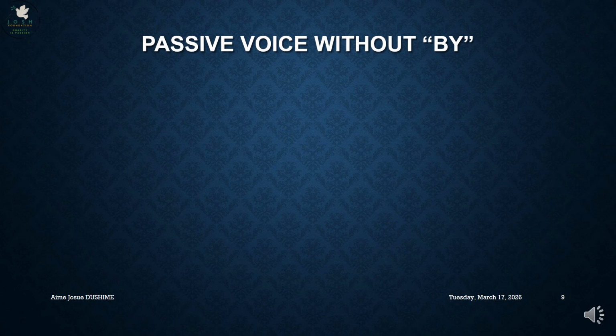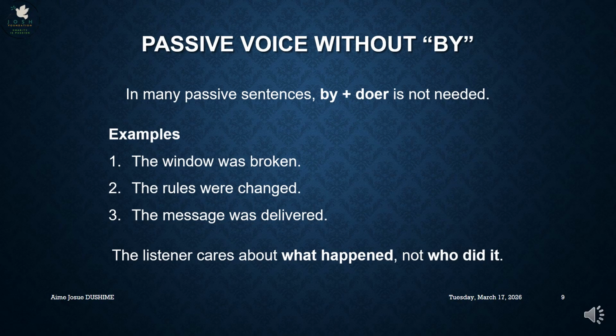Let's see passive voice without using by. In many passive sentences, by plus doer is not needed. The window was broken, the rules were changed, the message was delivered. The listener cares about what happened, not who did it.